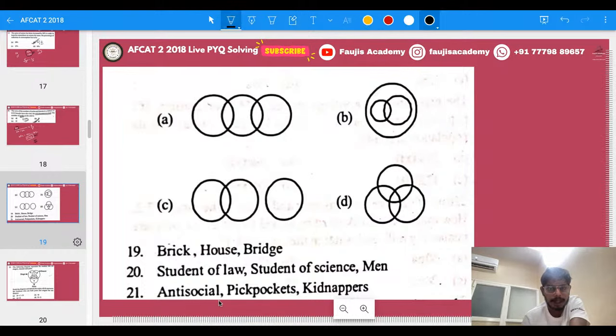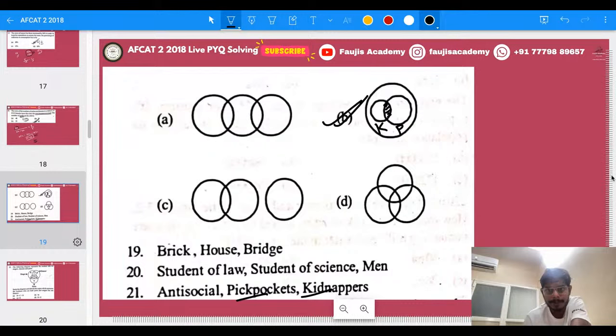21. Antisocial, pickpocketers, and kidnappers. Both will come under antisocial. This one is pretty clear, isn't it? If these are the kidnappers, this could be the pickpocketers, and some person could be professional in both kidnapping and pickpocketing. So for question number 21, we should probably go ahead with B as the answer.